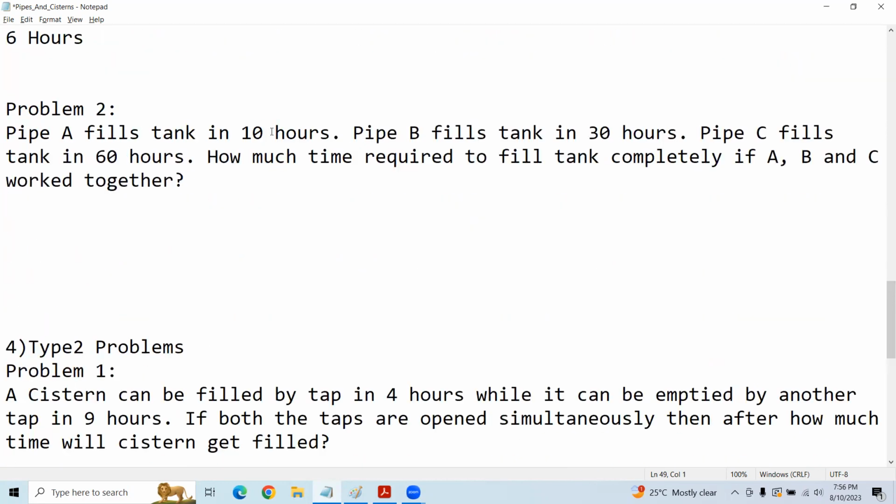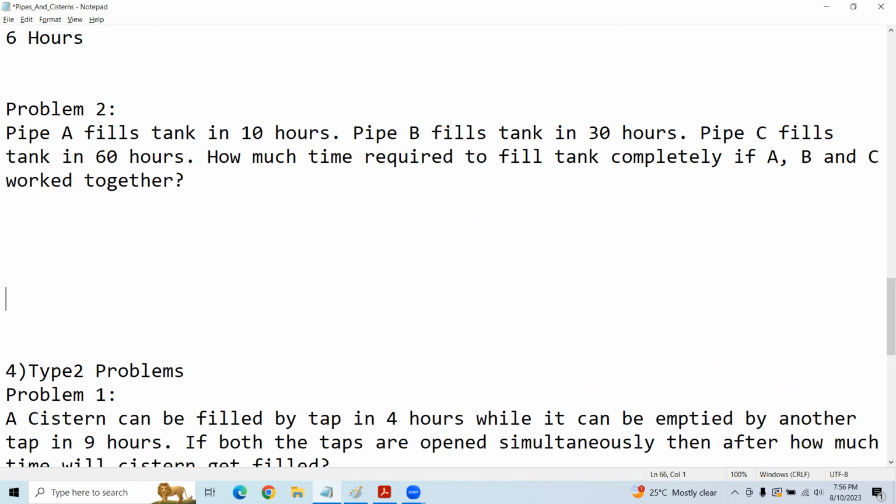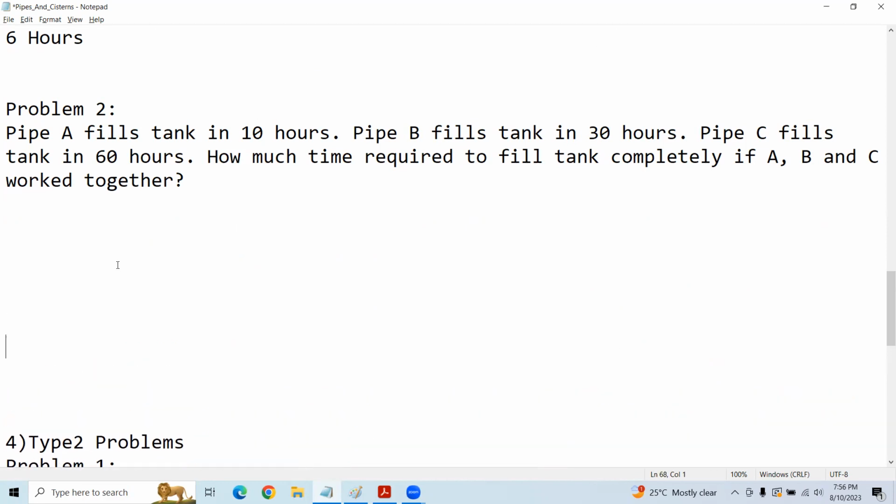Pipe A fills the tank in 10 hours. Pipe B fills the tank in 30 hours and pipe C in 60 hours. Earlier we had only 2 pipes. Now we have 3 different pipes, A, B, C. So our first step is the LCM of 10, 30, 60. Irrespective of anything, the way we have seen in work and time also, our first step is to do the LCM. So 10, 30, 60.